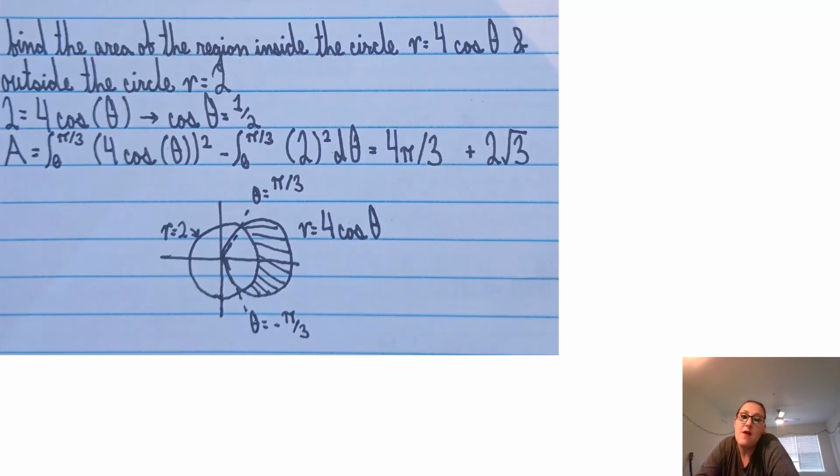Find the area of the region inside the circle r equals 4 cosine theta and outside the circle r equals 2. 2 equals 4 cosine theta goes to cosine theta equals 1/2. Area equals integral 0 to pi over 3, (4 cosine theta) squared minus integral 0 to pi over 3, 2 squared d theta equals 4 pi over 3 plus 2 square root 3.